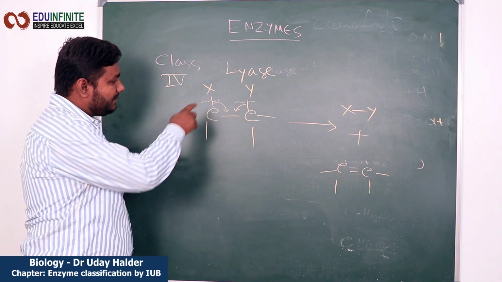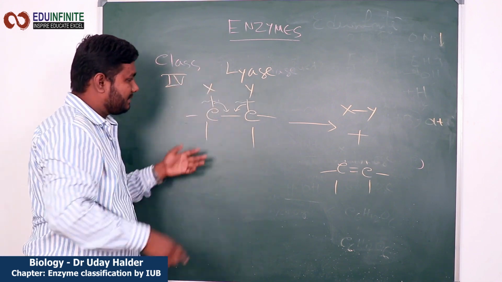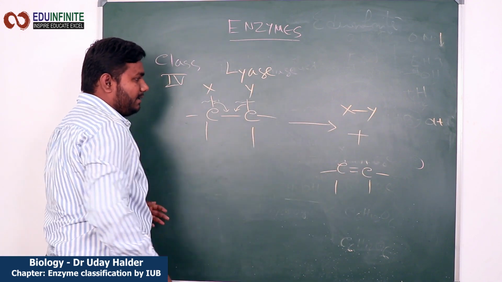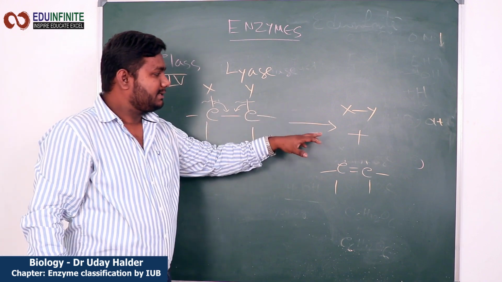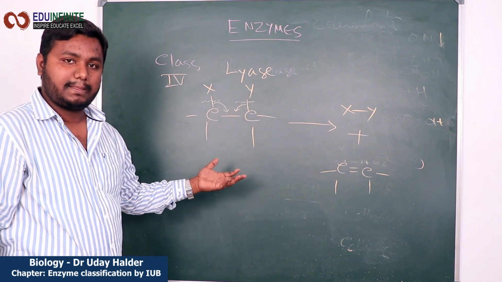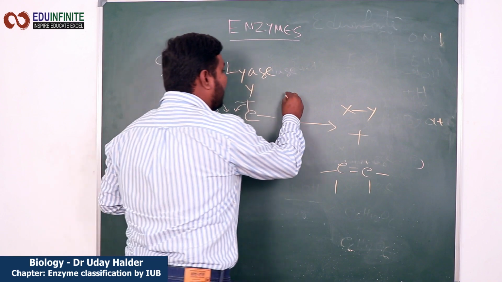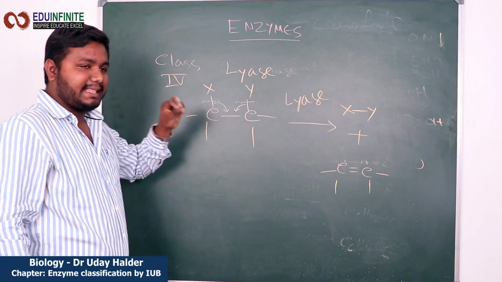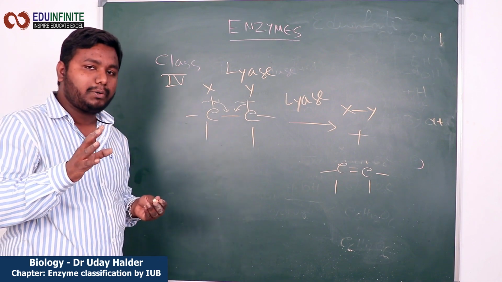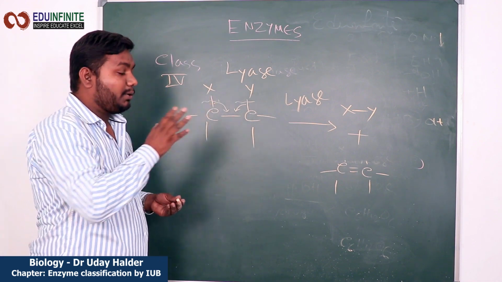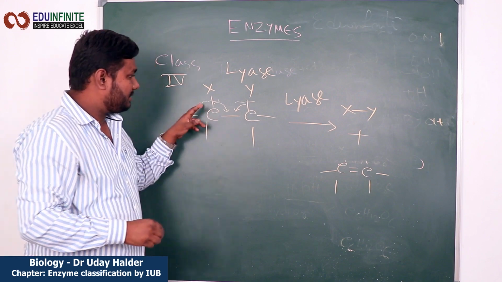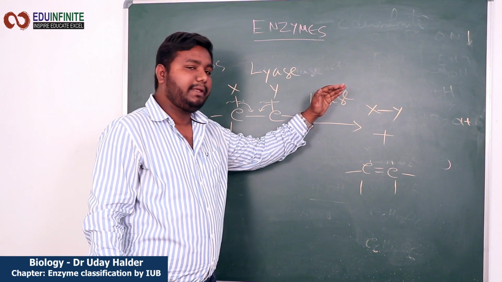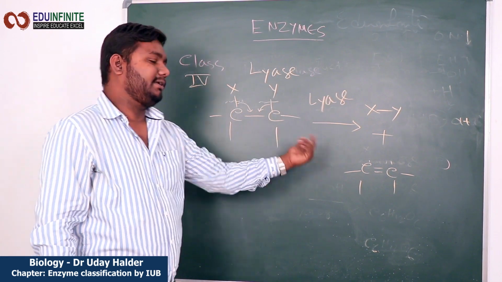So here you see this compound is broken down into two parts, X bond Y. This is one part, and another part is this. This compound is broken down into two parts, but without using any water. So this is the action of the lyase group of enzymes. Any lyase enzyme breaks down a compound into parts, but without using water. Just look at this example. X and Y go away together, and this remains.